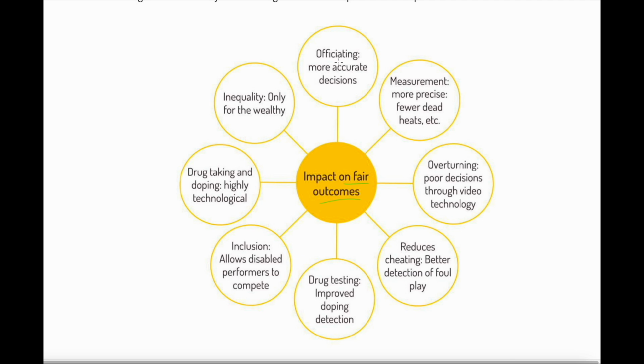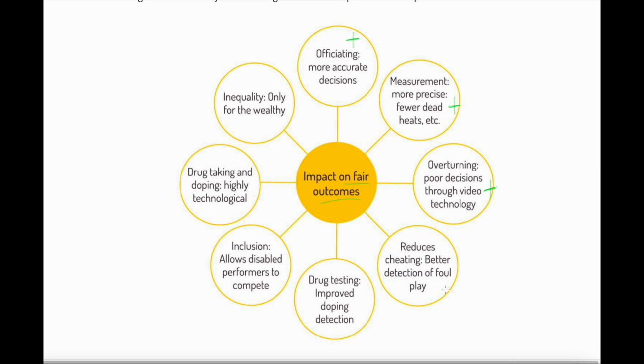So what do we get? Officiating, we get more accurate decisions. That is definitely a positive. Measurement, we get more precision, fewer dead heats. Because we can go to the thousandth of a second, for example, in 100-meter sprinting, it's less likely that we get a dead heat. We get overturning of poor decisions through video technology. That, of course, is a positive. A poor decision has been made, we can overturn it because we've got VAR, we've got TMO, we've got Hawkeye, we've got Eagle Eye, there's all kinds of different things.